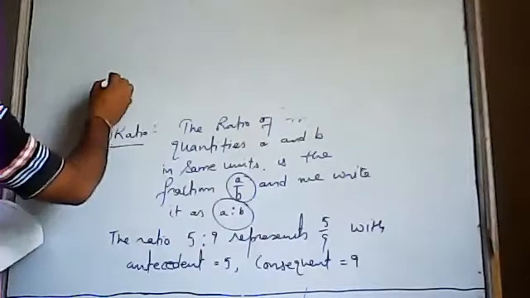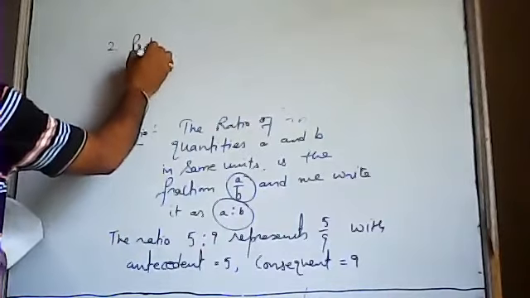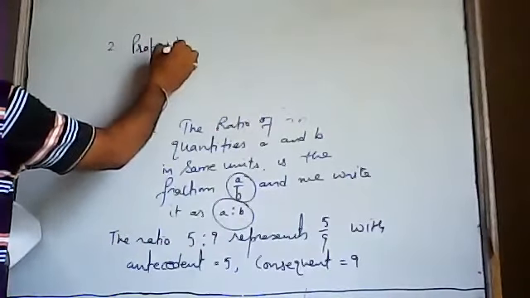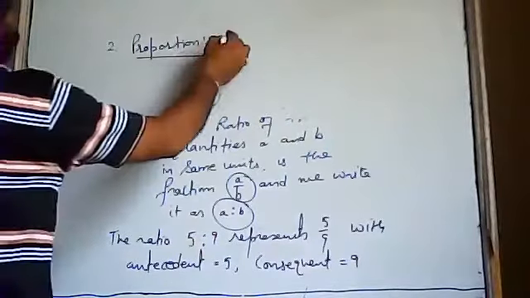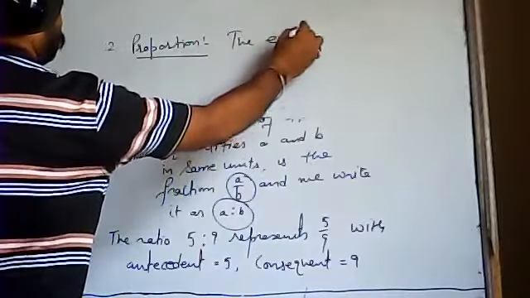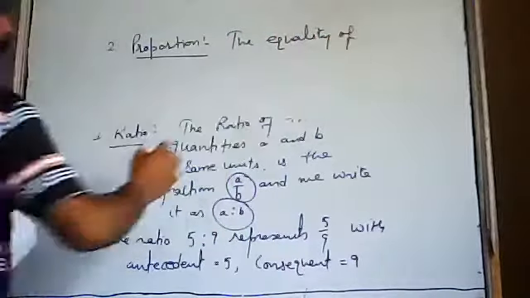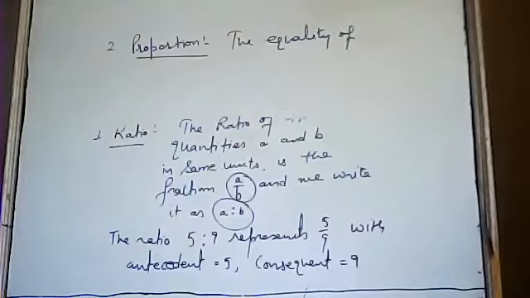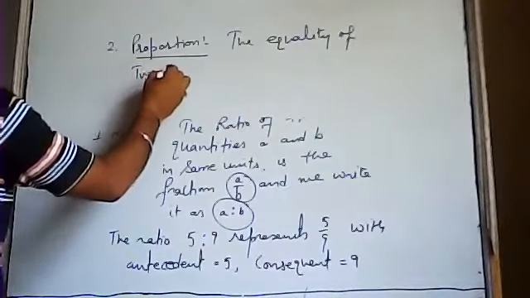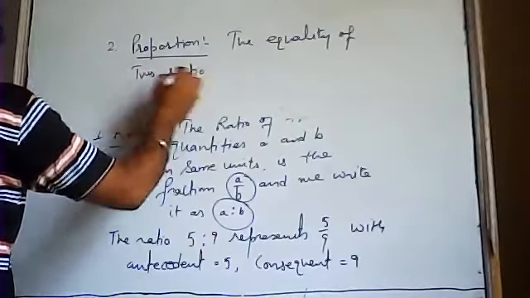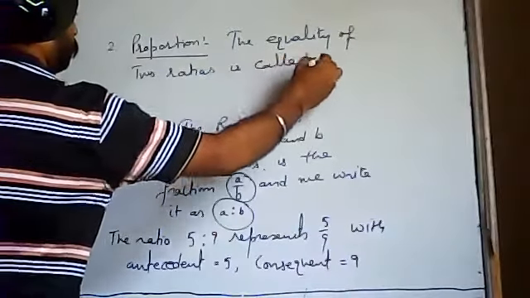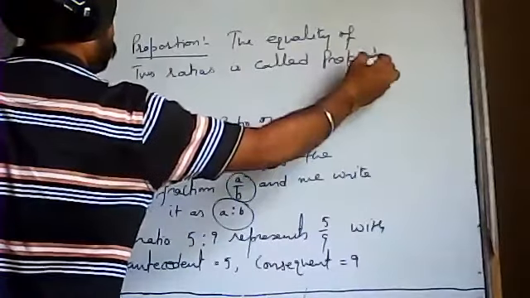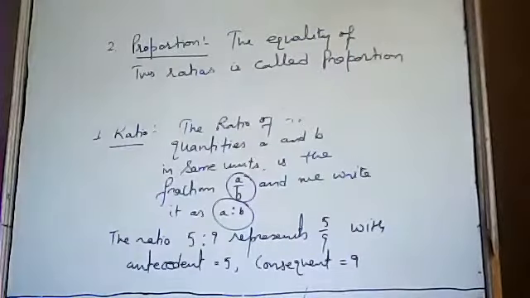Next, write down proportion. The equality of two ratios is called proportion.